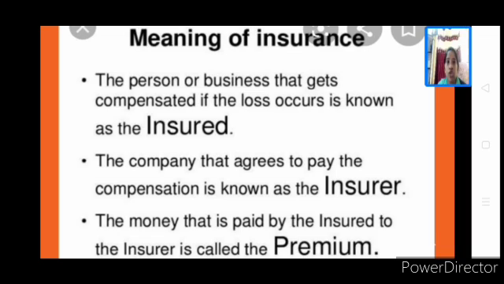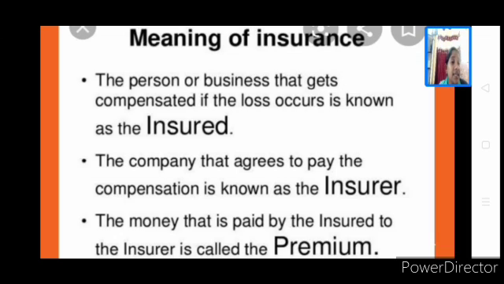As I said, the insured is the one who is getting compensated, or you can say the one who pays the premium. It is me who is paying the premium, which means I am the insured, I am secured. I am assured that if something goes wrong with me, I will be getting money from the insurance company. That's why I am called assured, insured, the one who pays the premium.